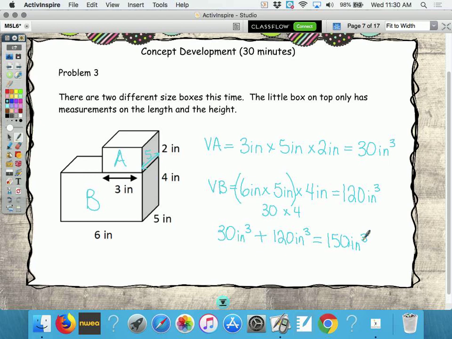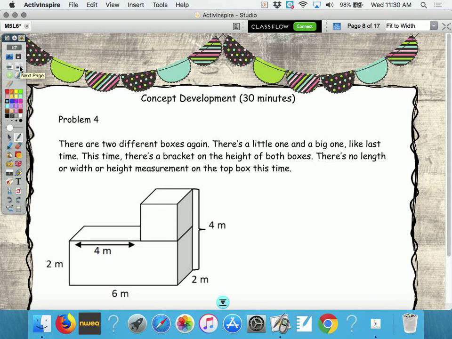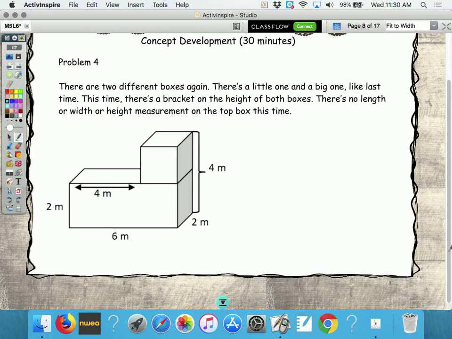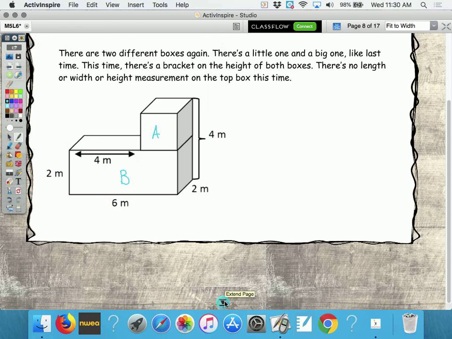Now, the missing measurements will get easier for you. Let's take a look at the next one. This time they gave us none of them. The top box has nothing written down, but we can figure it out. So this is A, this is B. I think what I'm going to do is write volume of A. I'm going to write volume of B, and I'm going to go ahead and write that one down because it has everything it needs. It has the length, it has the width, it has the height.